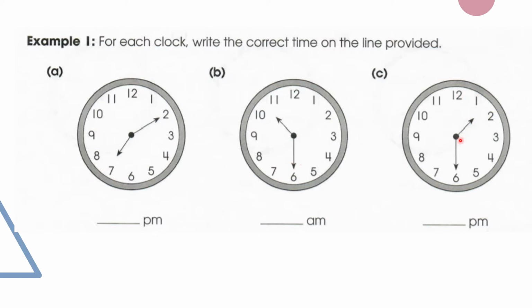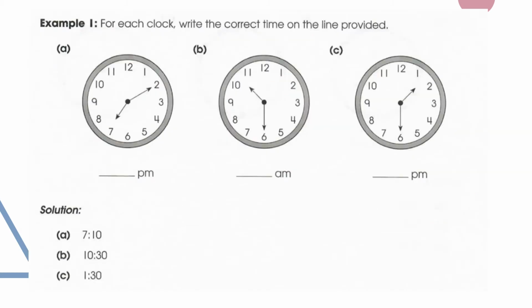In letter C, the hour hand is pointing at 1 and the minute hand is pointing at 30 minutes. So it is 1:30 p.m. And for a recap, our answers are A, 7:10 p.m., B, 10:30 a.m., and C, 1:30 p.m.